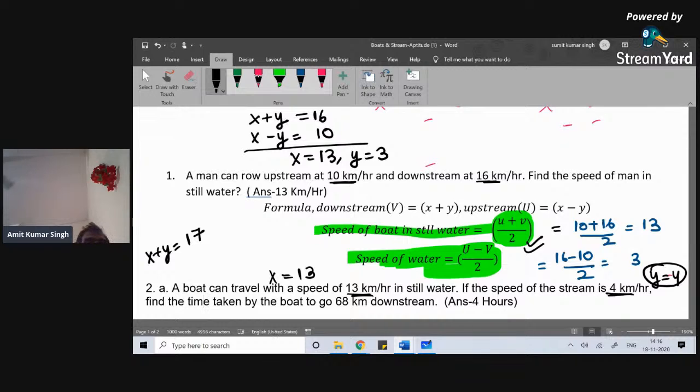And the question is: find the time taken to go 68 kilometer downstream. So if my speed is 17 kilometer per hour and the distance is 68 kilometer, the time would be 4 hours. Simple. 17 fours are 68. Clear, everyone?